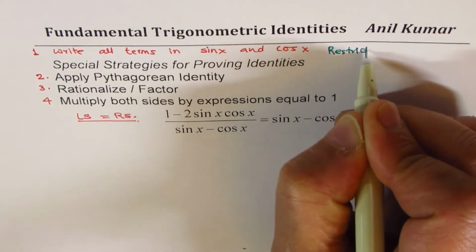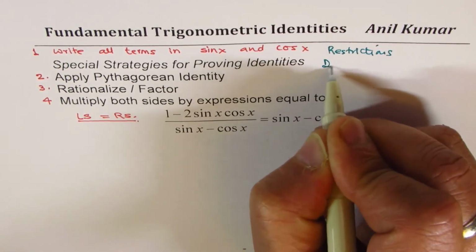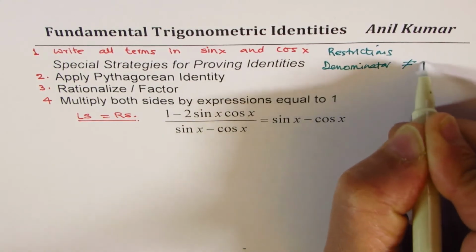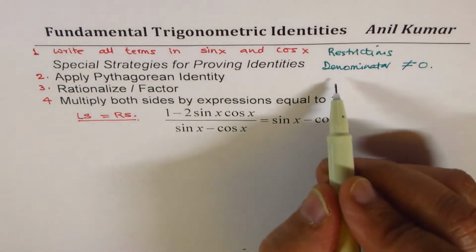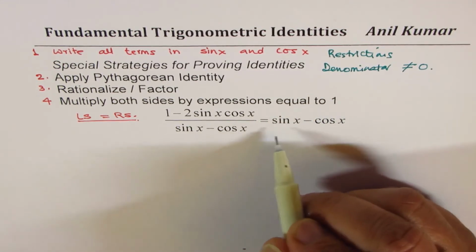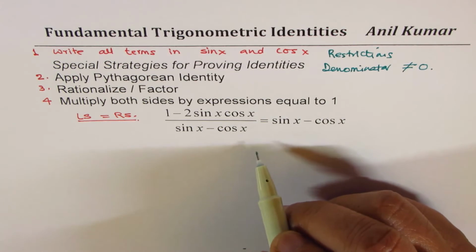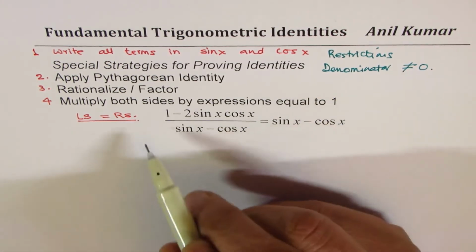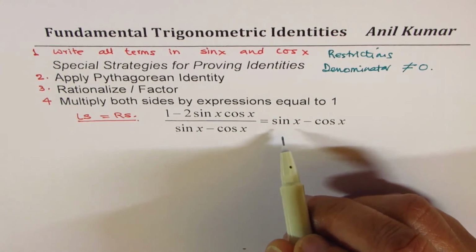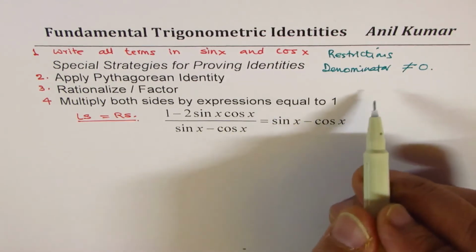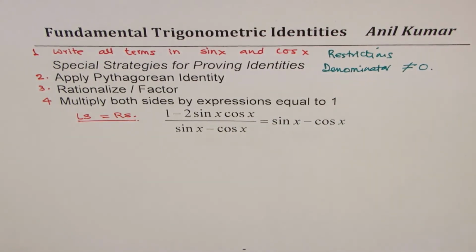Restrictions are that the denominator cannot be 0. Normally we don't specify it. It is assumed that we are talking about the domain which is feasible for the given function. So these restrictions are always there. Identities are always true, except at these restrictions where the denominator can be 0. With this in mind, let's continue now.